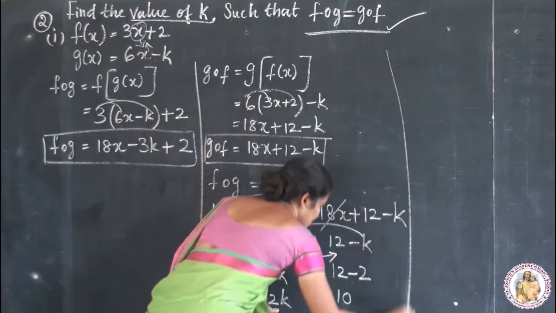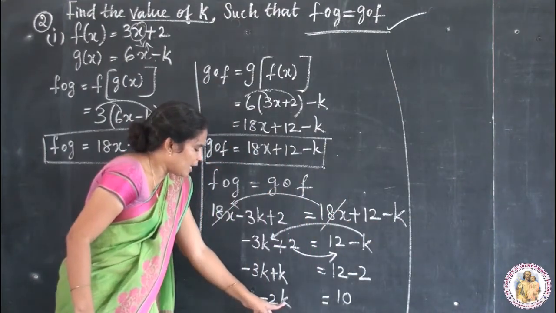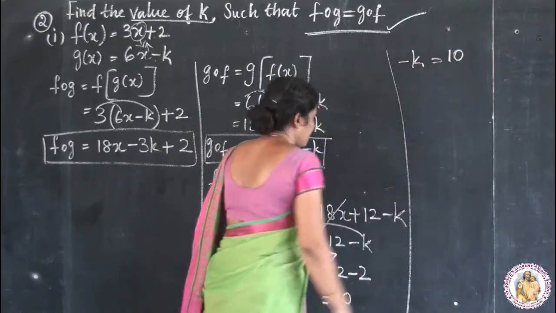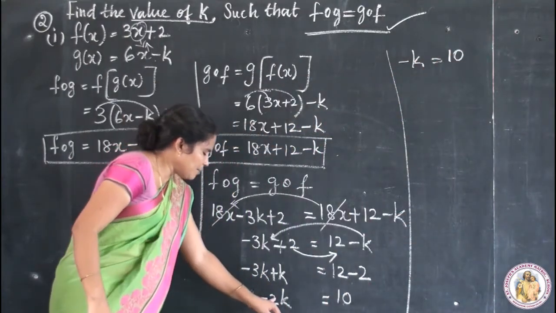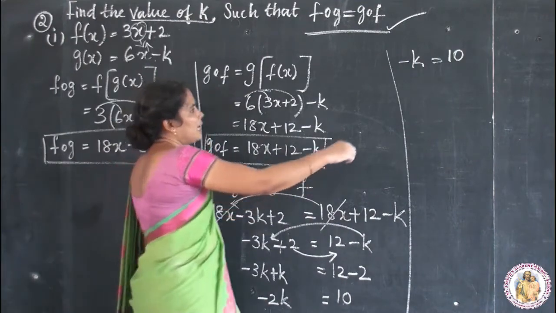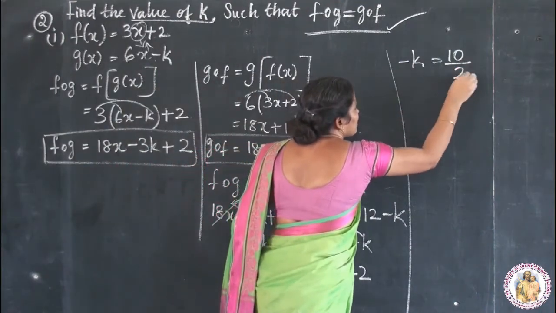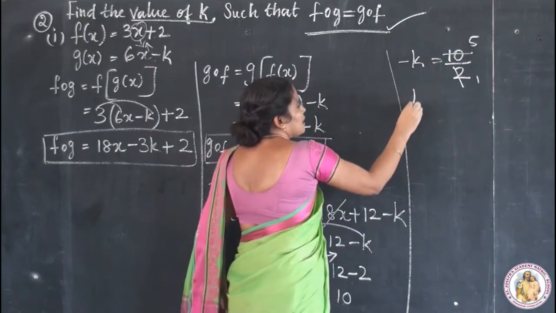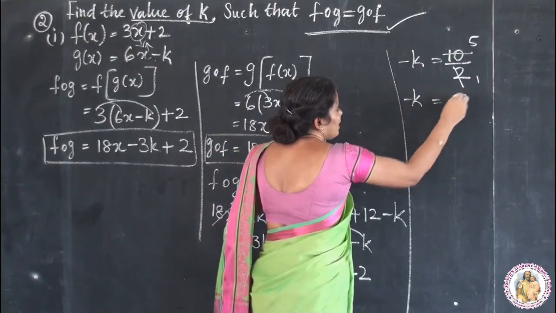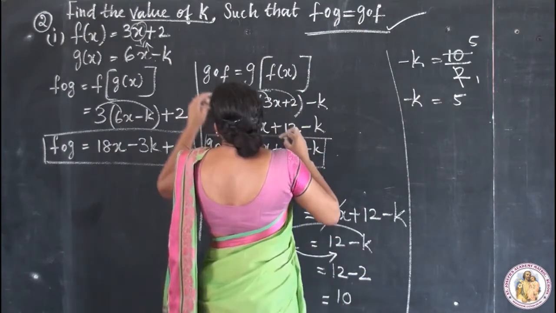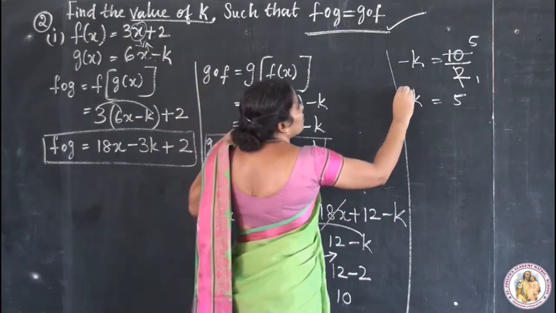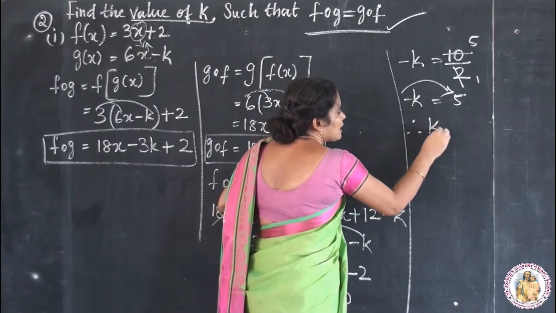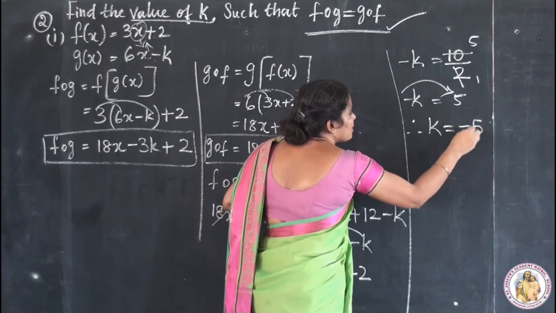Okay, then here keep k alone. Minus k is equal to 10. Here 2k is in multiplication, while it moves to the right side, it goes as division. So 2 ones are 2, 2 fives are 10. Minus k is equal to 5. We need only the value of k, so give this minus to 5. Therefore k is equal to minus 5.